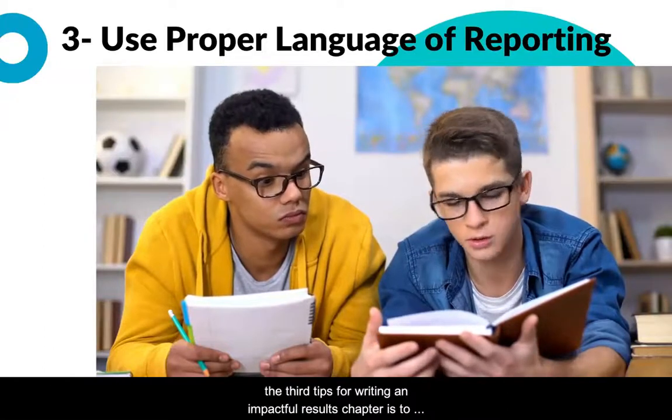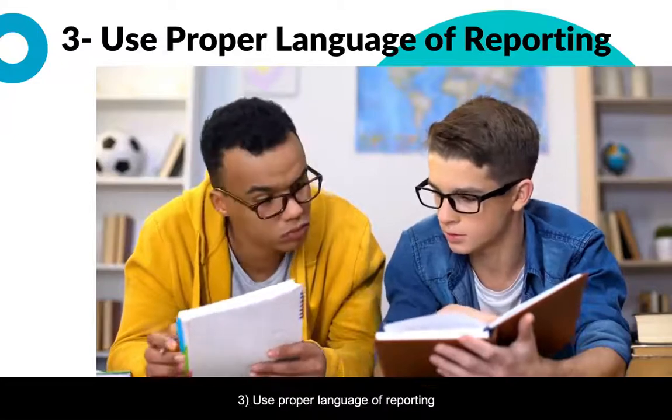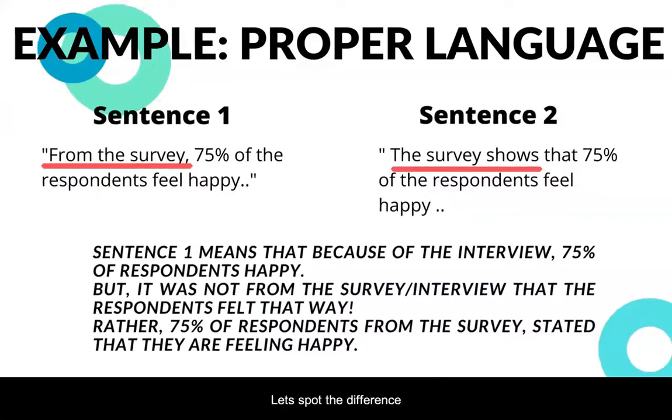The third tip for writing an impactful results chapter is to use proper language of reporting. Let's spot the difference between these two sentences. From the survey, 75% of the respondents feel happy. The survey shows that 75% of the respondents feel happy. Note that the two sentences do not have the same meaning.